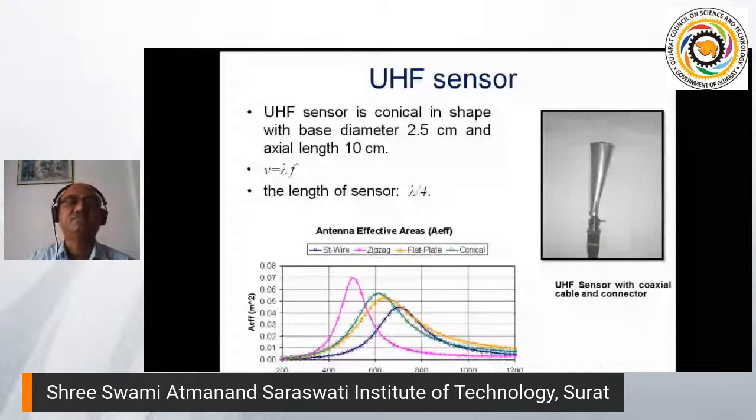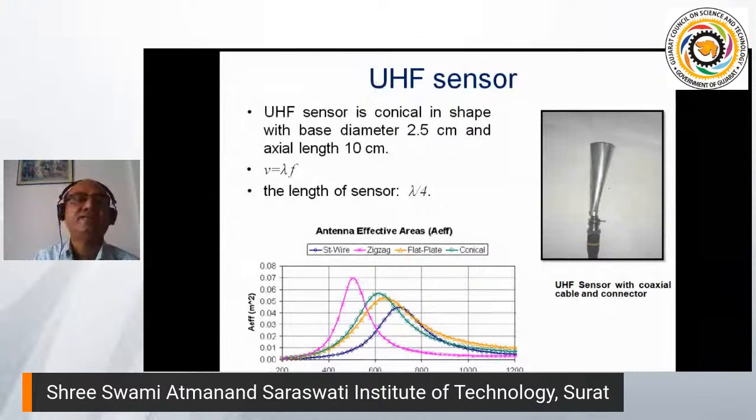A figure and photograph are given over here. It has just the shape of a cone. It will have some base diameter and some axial height or length, right? So you can decide the length based on what frequency you are going to measure. If you go on increasing the diameter, you will have more and more sensitivity. This diameter is 2.5 centimeter. If you have 5 centimeter, you have more sensitivity. Sensitivity will go on increasing if you keep on increasing.